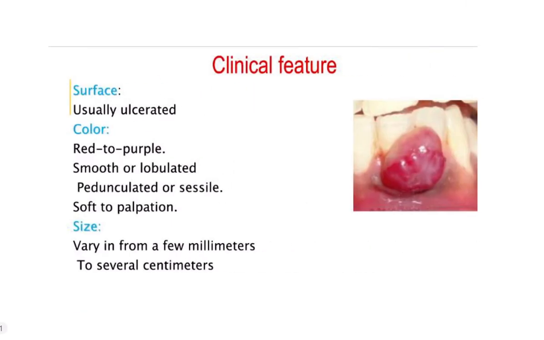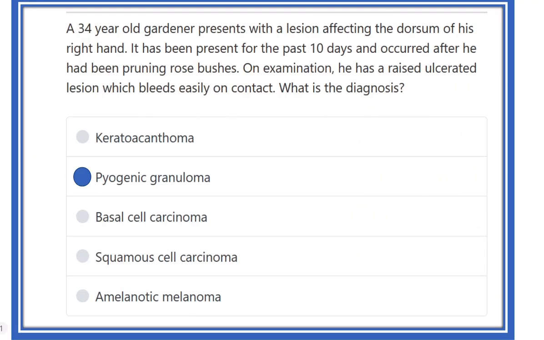And here is another picture. Here we can see this is a pyogenic granuloma, and it is usually ulcerated, red to purple in color, smooth, lobulated, pedunculated or sessile, soft to palpation, and its size varies. So what is our answer? It is pyogenic granuloma.